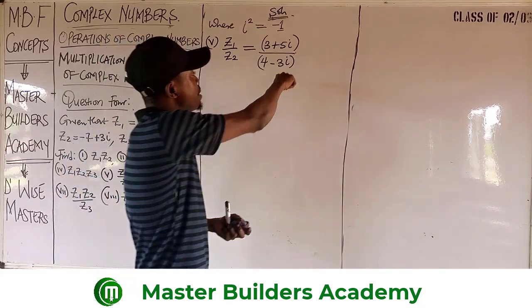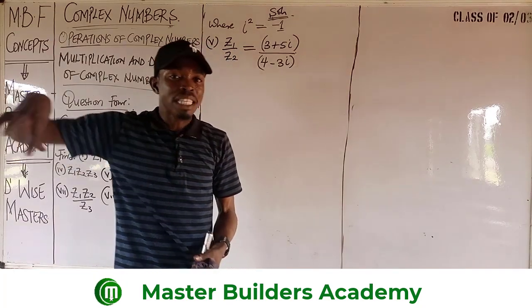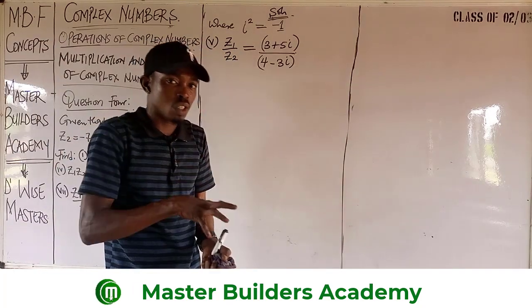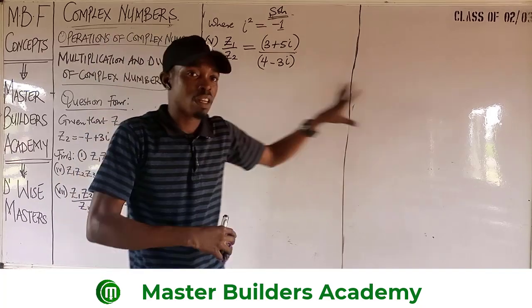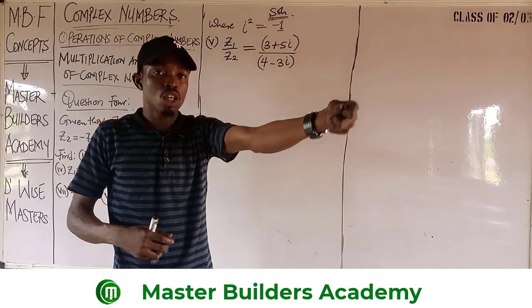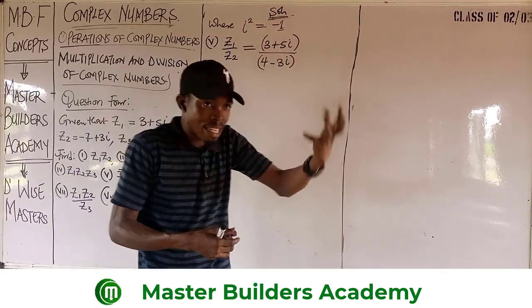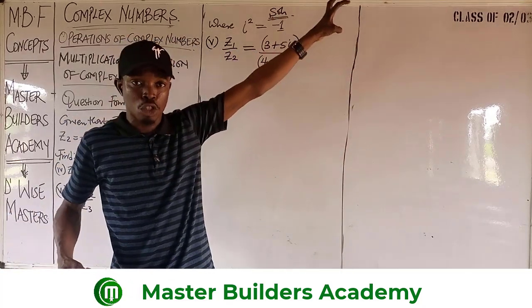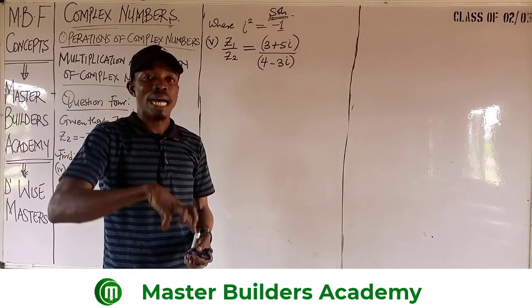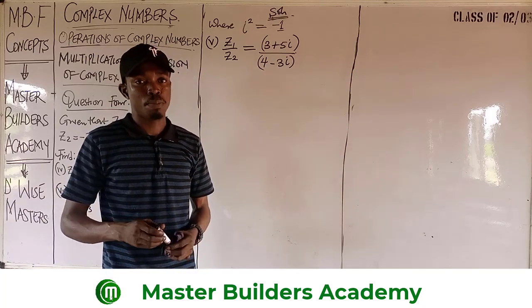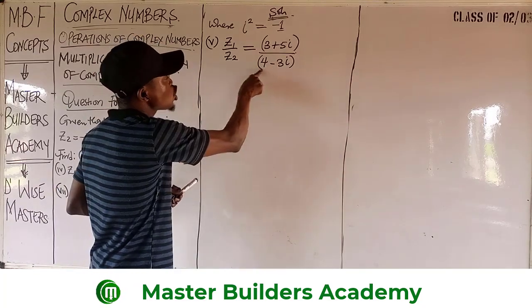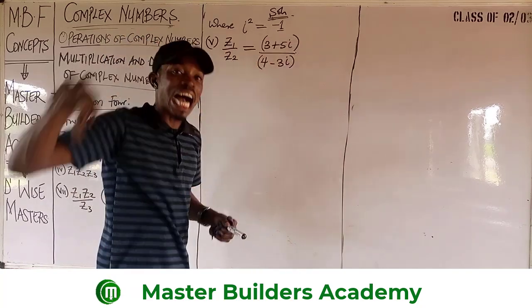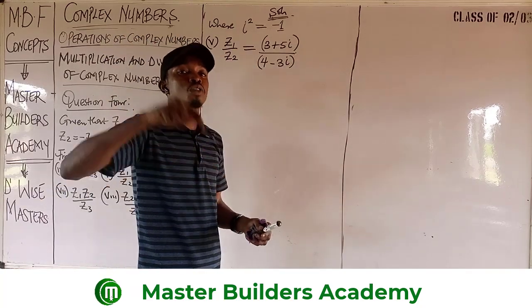So the only way to eliminate this imaginary sign from the denominator, just like square roots, is to rationalize. And anytime you are rationalizing, you simply change the sign that connects the imaginary part to the real part, and then multiply both the numerator and the denominator by the conjugate of the complex number. So in this case now, the conjugate of 4 minus 3i is 4 plus 3i.